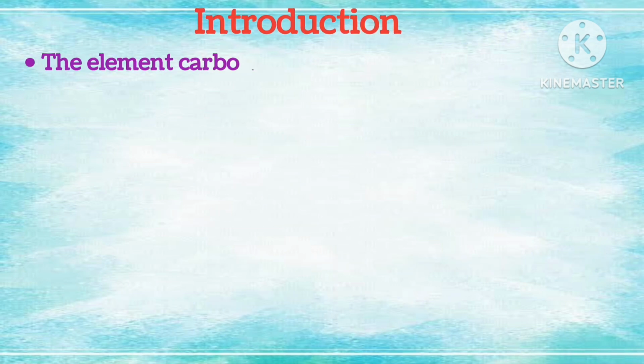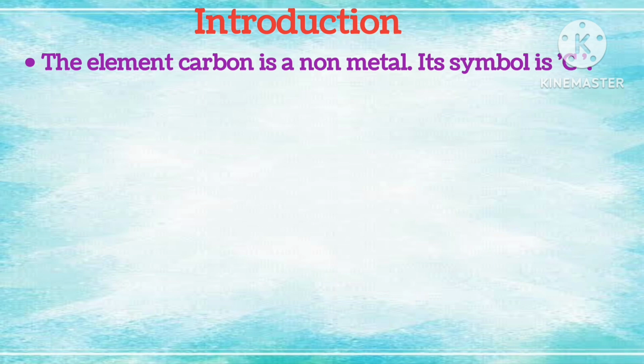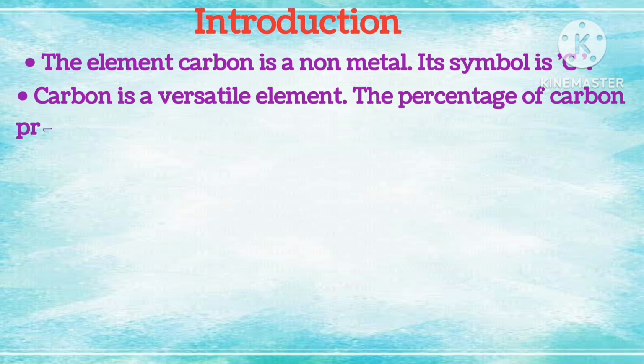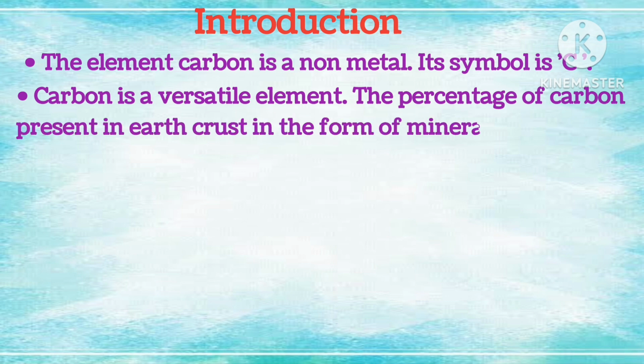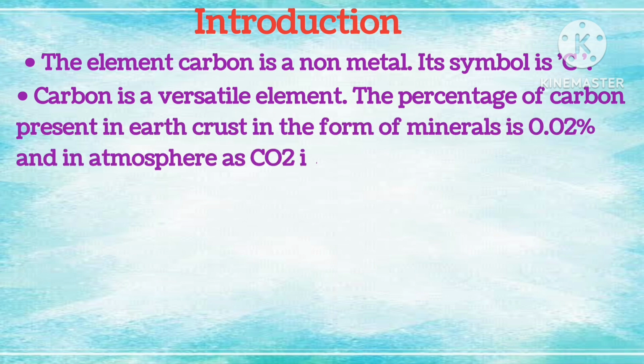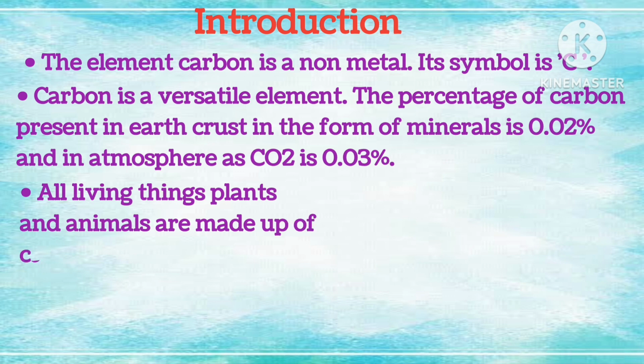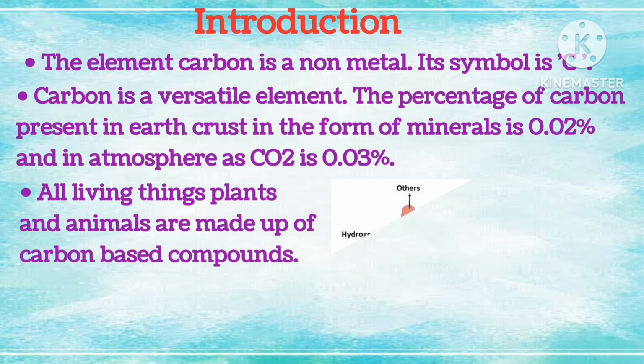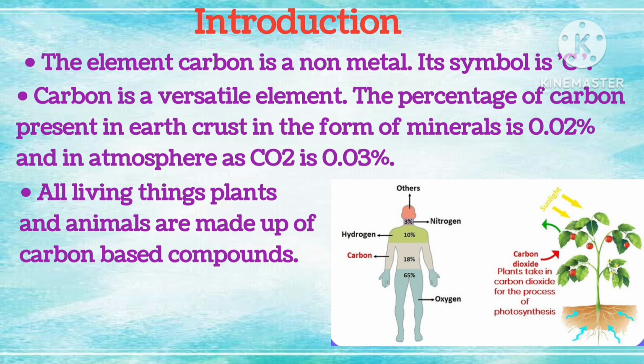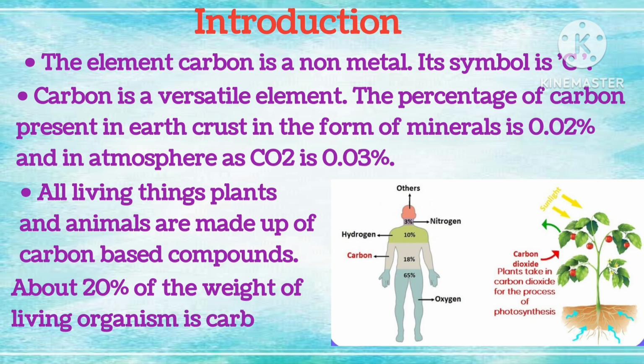So what is carbon? The element carbon is a non-metal with the symbol C. Carbon is a versatile element. The percentage of carbon present in Earth's crust in the form of minerals is 0.02%, and in the atmosphere as carbon dioxide is 0.03%. All living things, plants and animals, are made up of carbon based compounds. So as you can see in this picture, about 20% of the weight of a living organism is carbon.